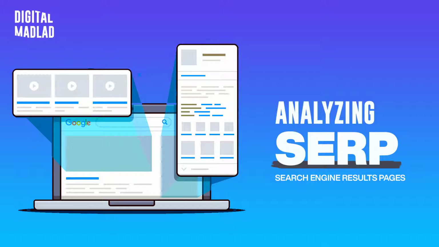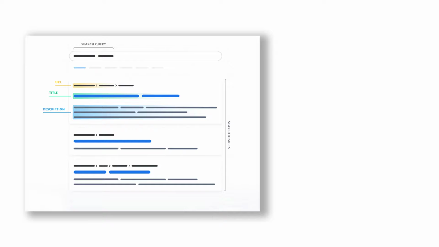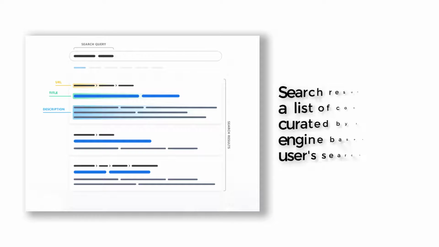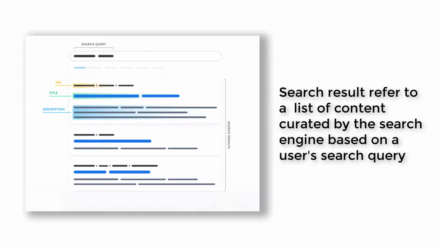SEO is all about influencing search engines to show your website high up on the search engine results page, better known as SERP. Search results refer to a list of content curated by the search engines based on a user's search query. There's a lot that goes into creating this list. Before we dive into getting your website to show up on top of search results, it is important to understand what search results look like.